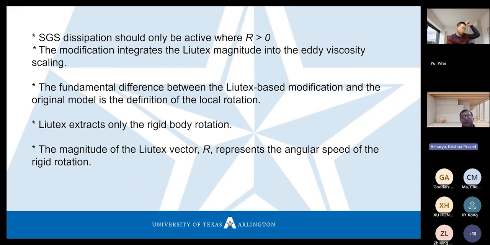The fundamental difference between the Liutex-based modification and the original Vreman model is the definition of the local rotation. Liutex extracts only the rigid body rotation. The magnitude of the Liutex factor, denoted by R, represents the angular speed of the rigid rotation.